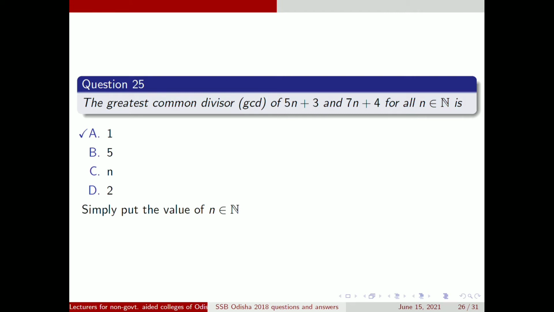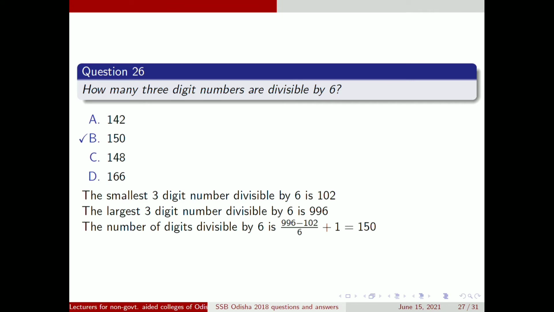Now question 26. Here the question asks how many 3-digit numbers are divisible by 6. The correct answer is 150. Here a simple formula is used: the smallest 3-digit number divisible by 6 is 102, and the largest 3-digit number divisible by 6 is 996, and the count of numbers divisible by 6 is equal to (996 minus 102) by 6 plus 1, which is equal to 150. That is the correct answer.